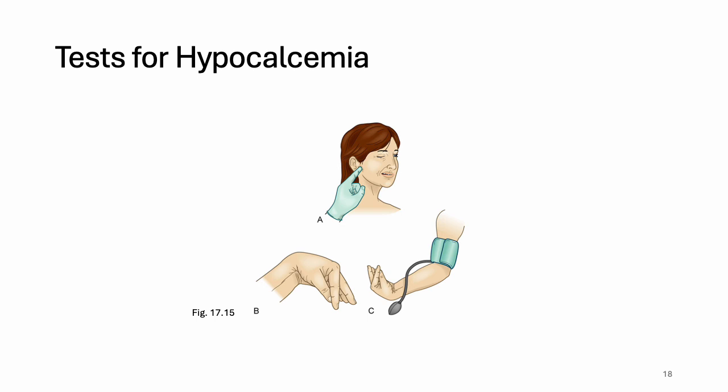And then Trousseau's sign is a carpal spasm. It's induced by inflating a blood pressure cuff above the systolic pressure for just a few minutes. And then you'll see if that muscle spasms, and that is a positive sign for Trousseau's. Again, those are signs that you're going to see in somebody with hypocalcemia, somebody with low levels of calcium.